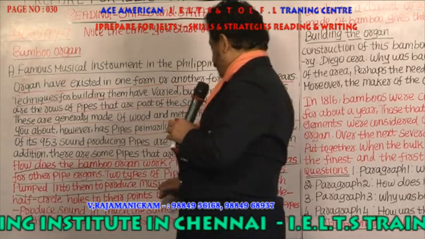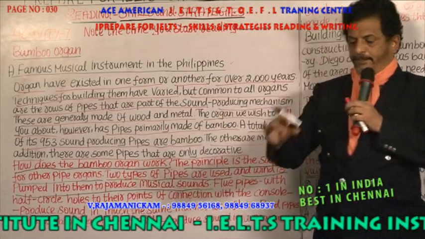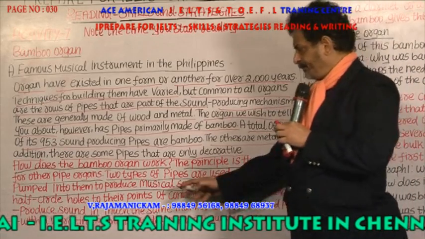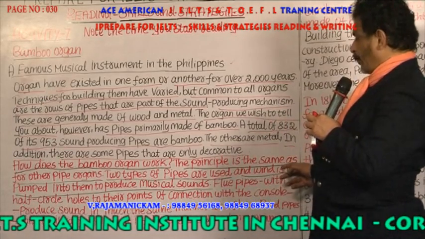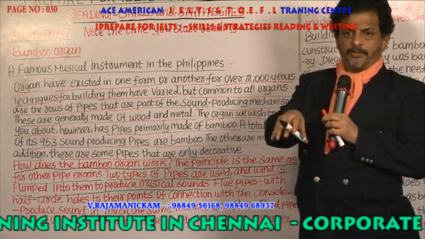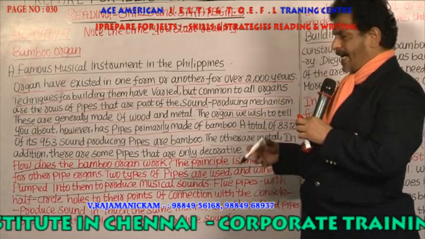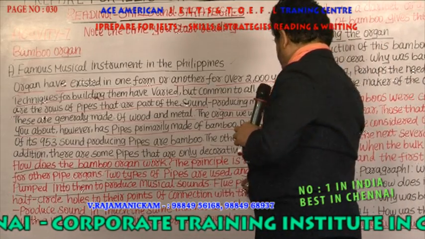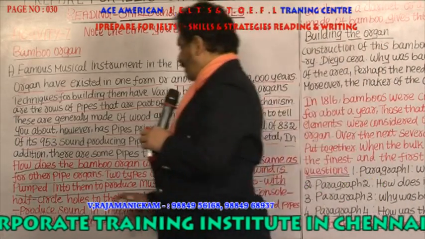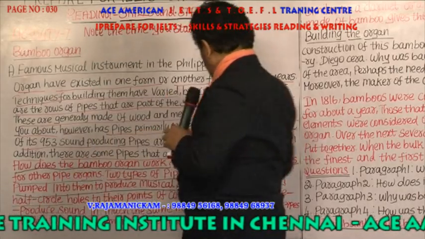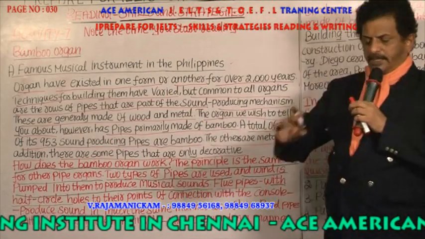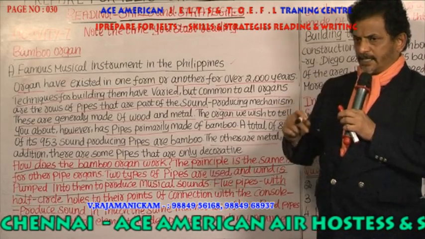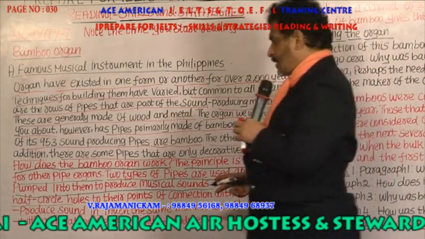In the pipe, what are you pumping? Wind. When wind goes inside, it comes out as musical sounds. So, flue pipes with half circle holes. What do you mean by flue pipes? Have you seen the bamboo pipe? Only a half circle will be there, not a full circle. They are called flue pipes.